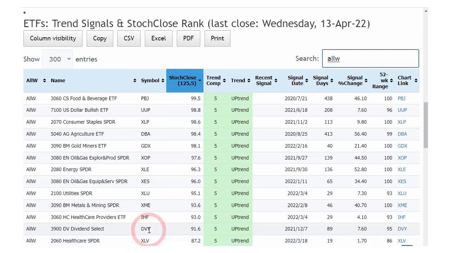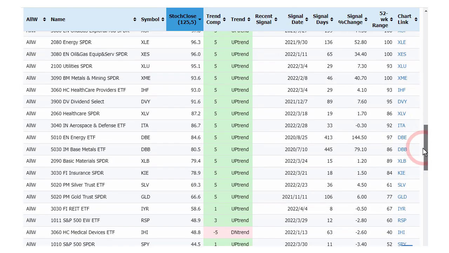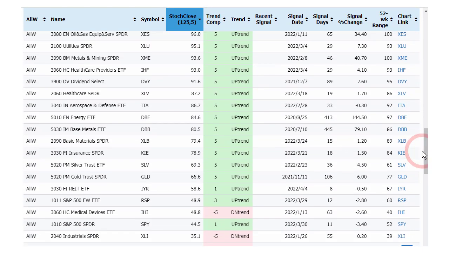Healthcare down at the bottom, dividends, healthcare providers, XME, steel-related, very strong. And if I scroll down, you're going to see we're going to get to SPY, but it is in an uptrend, but is in the bottom half of this group. So all these ETFs that are in uptrends and have a higher Stoke Close value are stronger. Aerospace and defense is another one that was highlighted in the Tuesday report because we have a bull flag working in that ETF.